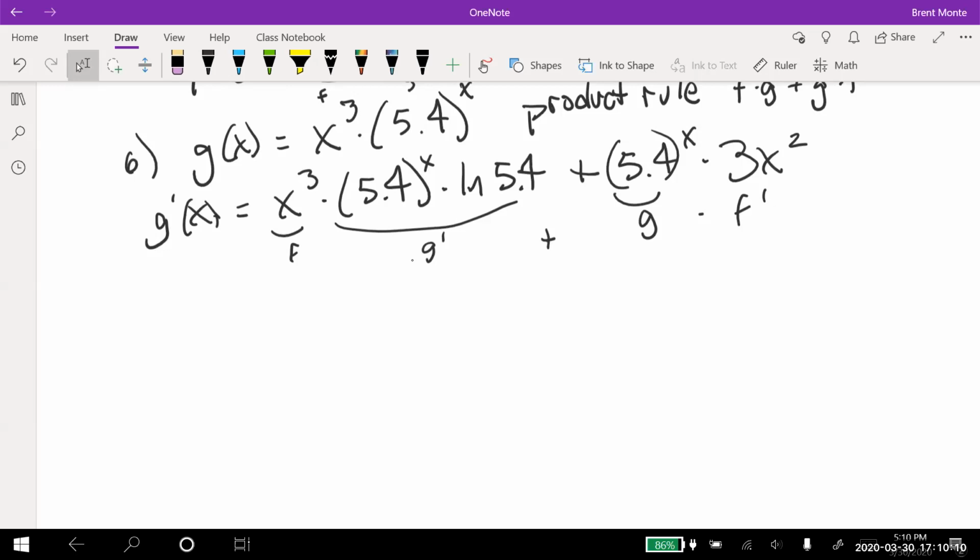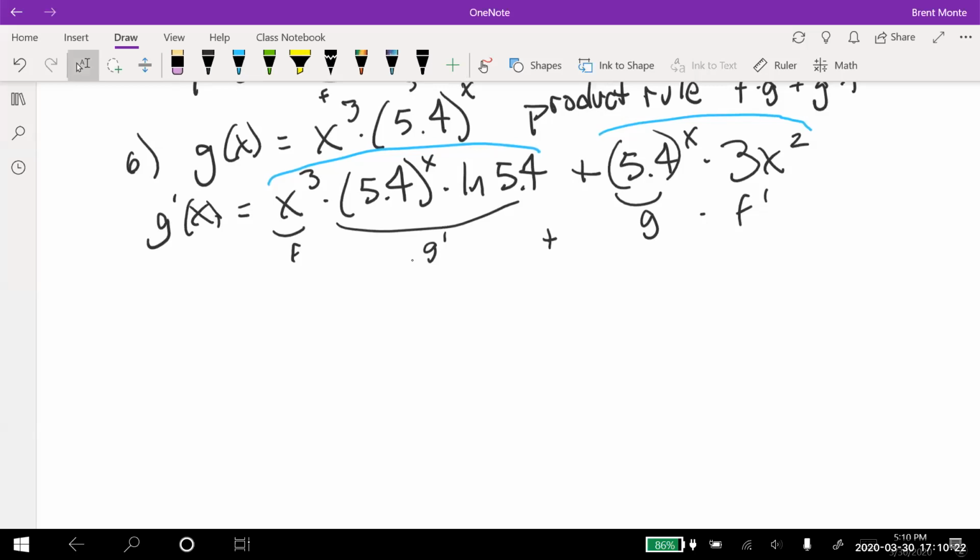Notice, I've only got two different pieces here, two different terms. I've got this first term and I've got this second term. Let's factor out what they both have in common. First of all, if I look at the x to the power, I can factor out an x to the second because they both have at least two of them in there. I can't factor out the x to the third, obviously, because the second one doesn't have an x to the third. But I can factor out an x to the second. It's still going to leave me with one x from that first piece. Also, they have in common the 5.4 raised to the x power.